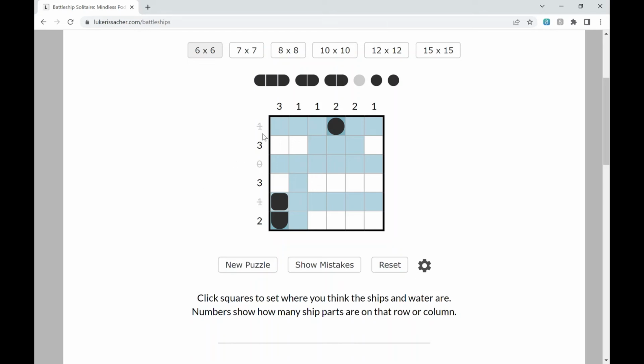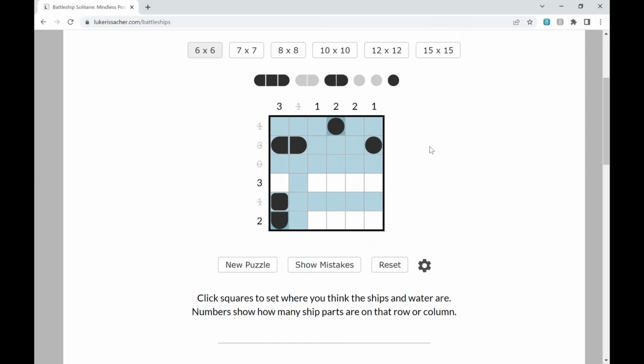So let's have a look at this row right here. This number 3 here is telling us that there must be 3 segments of battleship within this row. Well, look, there are only 3 empty spaces left, so therefore they must all be battleship segments.